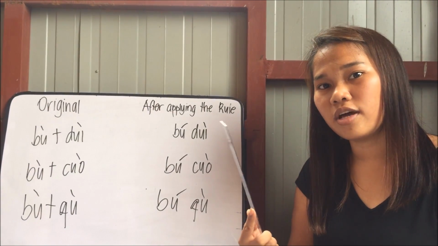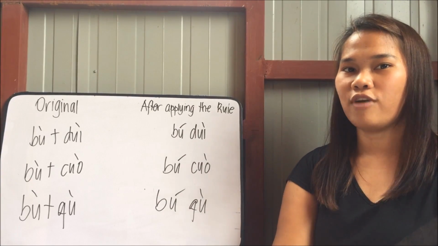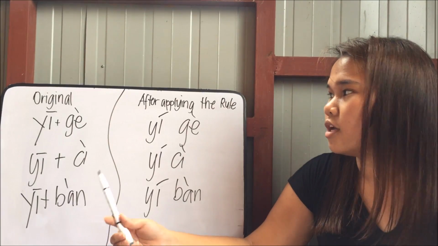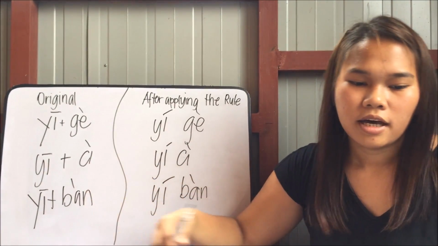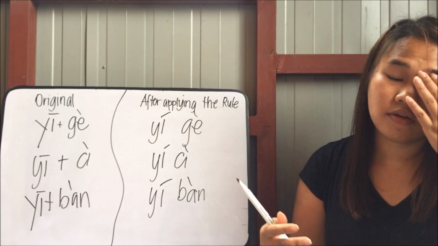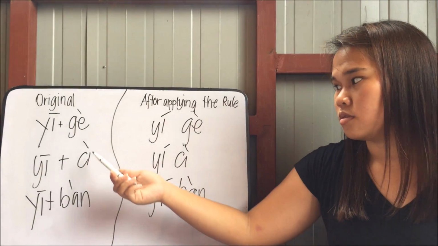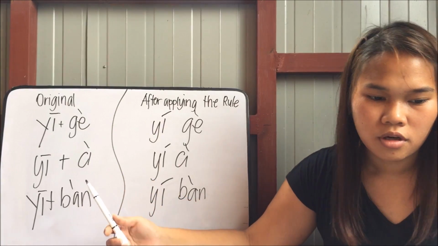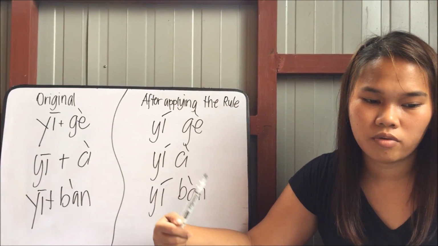Can you spot the difference between this rule? It's up to you to find it out. And then we have the third rule. Yi means one, but it is the first tone when alone, and the second tone when followed by a fourth tone. It's always followed by a fourth tone. A fourth tone when followed by another tone, this rule is always applied.